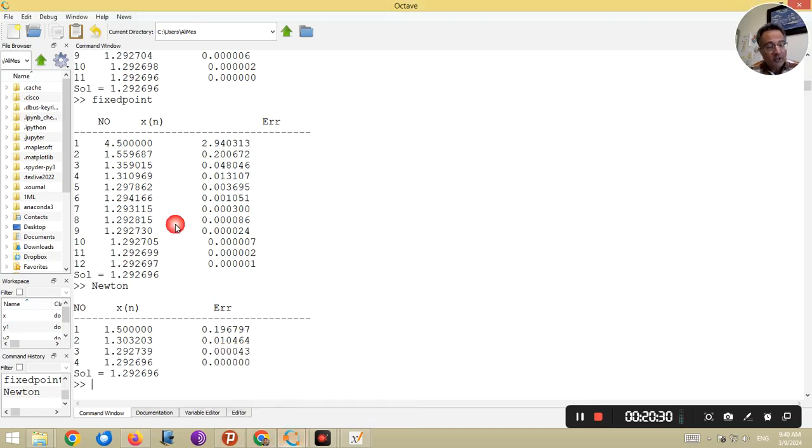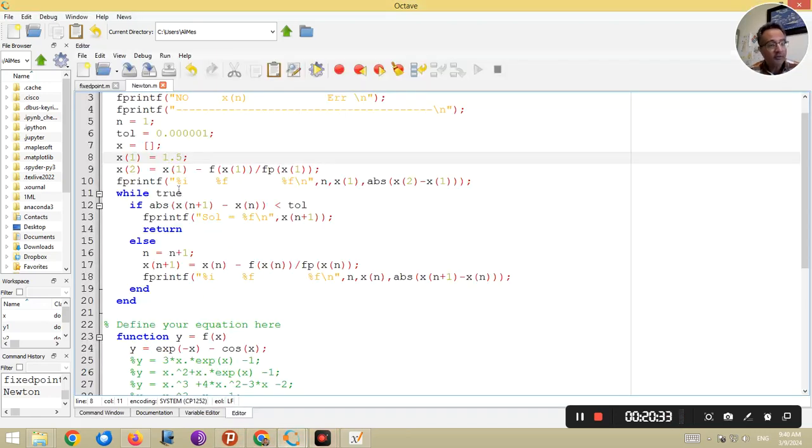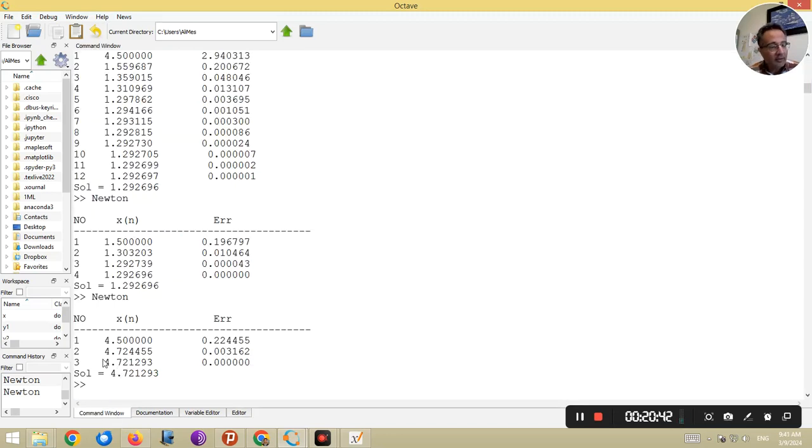Now, let me change the starting point here, for example from 1.5 to 4.5, and let me run the program again. You can see in 3 steps, we converge to the other root in the interval 4 and 5, exactly 4.72193. Okay, so these are two very simple examples of the Newton and fixed point methods.